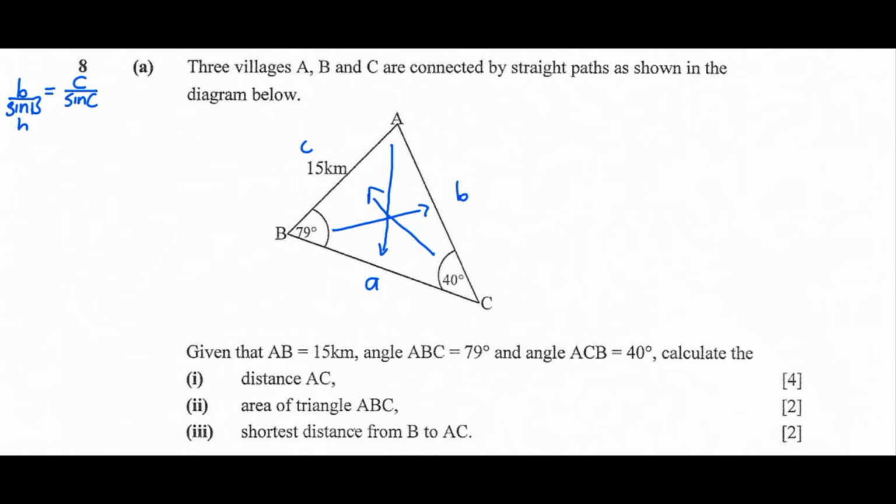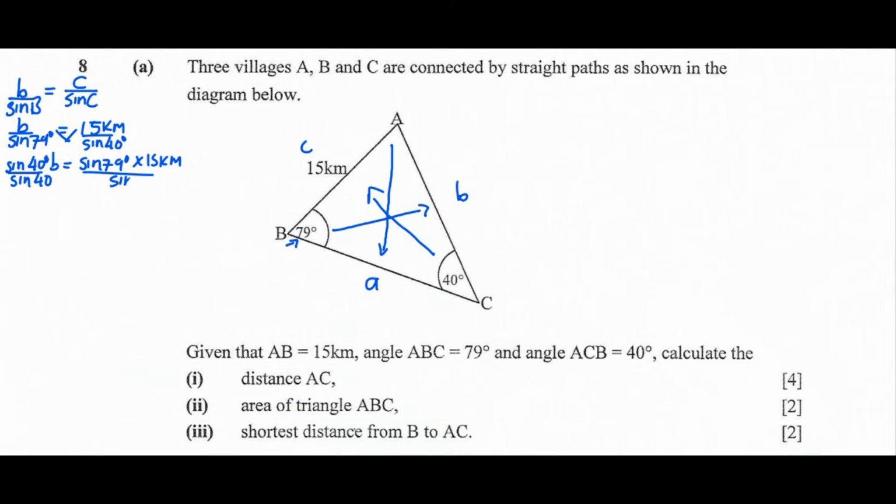So let's now continue. So we have B over sine B. What is the angle of B? The angle of B we can see is 79. So sine 79 is equal to, then C, the distance for C is 15 kilometers over sine 40. We cross multiply, so this will give us sine 40 degrees B is equal to sine 79 times 15 kilometers.